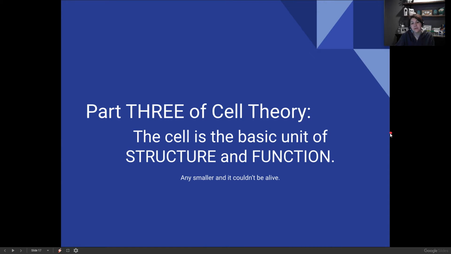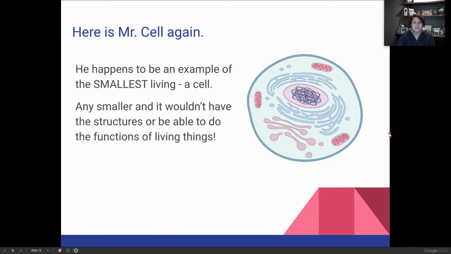And then the last part of cell theory is very basic. It's just that a cell is the basic unit of structure and function in living things, which basically means you can get as small as a cell, and that will have all it takes to function as a living thing. But if you get smaller than a single cell, it can no longer be considered a living thing because it doesn't have everything that it needs to do all the functions of life. So the cell is the smallest unit of structure and function, and it is the smallest living thing.